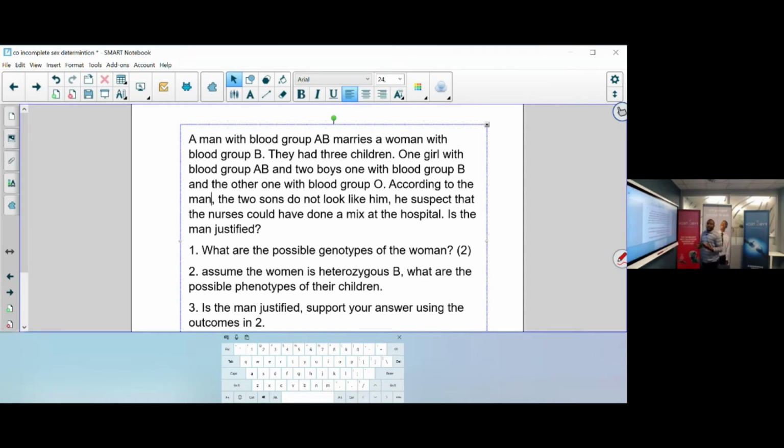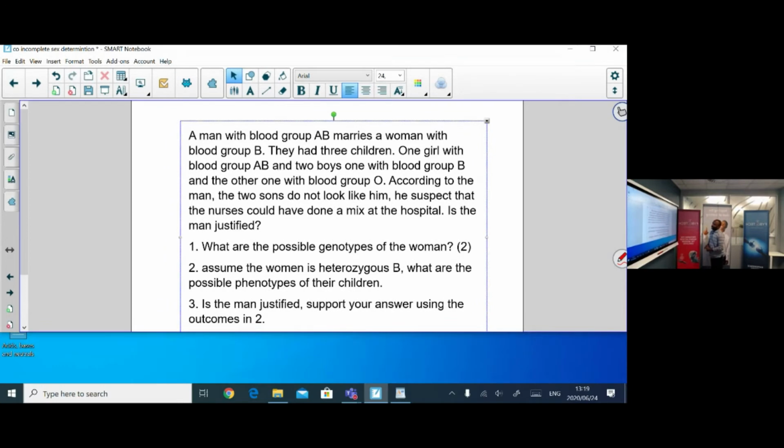So he's saying these boys do not look like him. And then he suspects that maybe after delivery there was some mix-up on 2 occasions. They are not twins. You suspect that the nurse could have done a mix-up at the hospital. Is the man justified? So you need to answer this question. Very good. How do we go about this question?